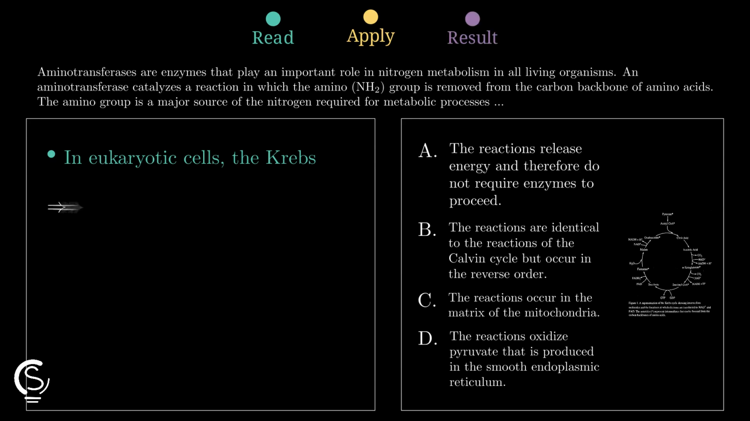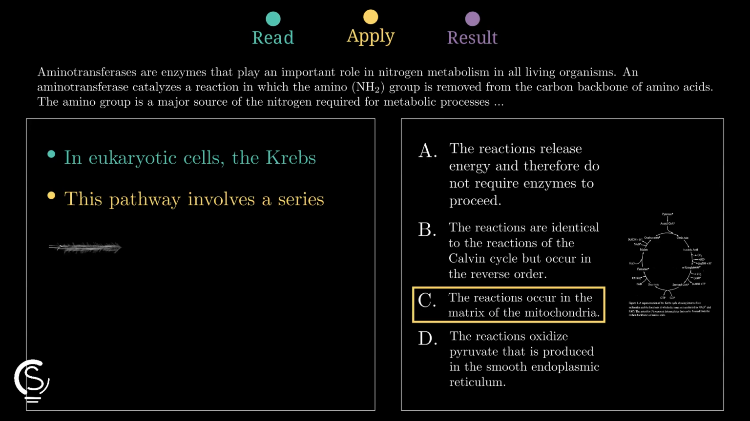Option A is incorrect because metabolic reactions require enzymes. Therefore, the correct description of the Krebs cycle location is in option C. You got this?